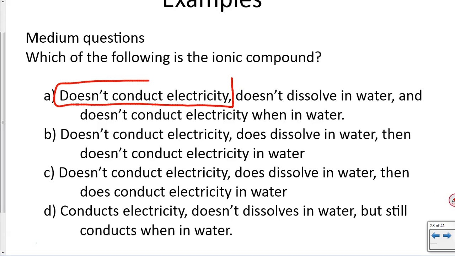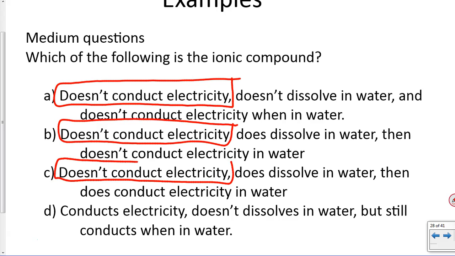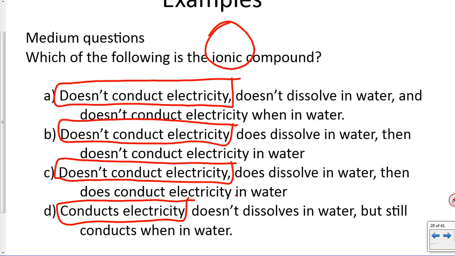The first thing we're going to take a look at is the conductivity of electricity. Okay, again, obviously you see 3 of them don't conduct electricity, and 1 of them conducts electricity. We are looking for the word ionic. So we need to identify, do ionic compounds conduct electricity? Now, you also have to be careful here because the bottom lines underneath also say doesn't conduct electricity in water. So if the in water is not added, it's just talking about the compound as it is.